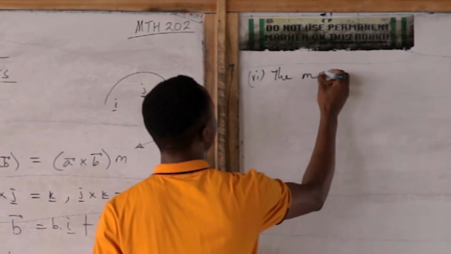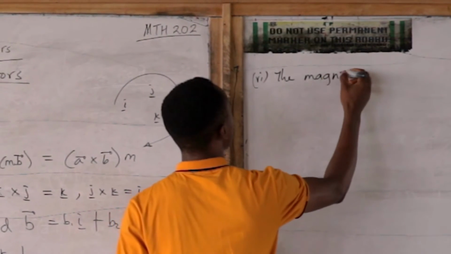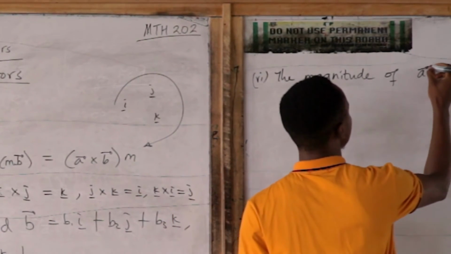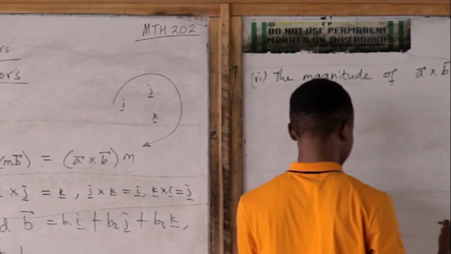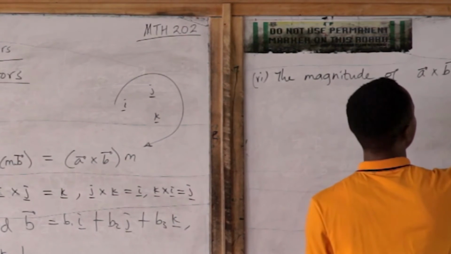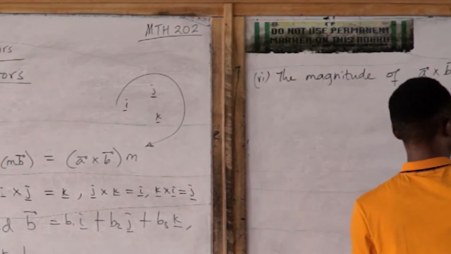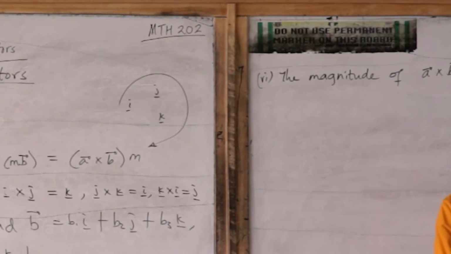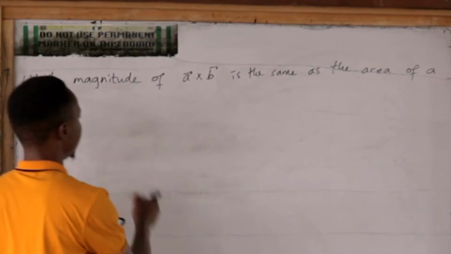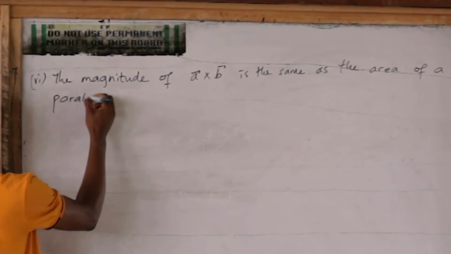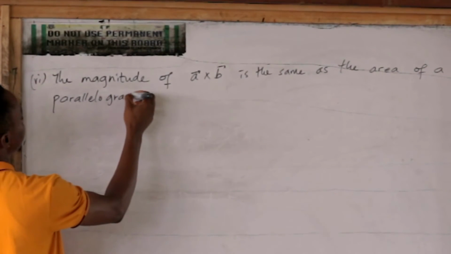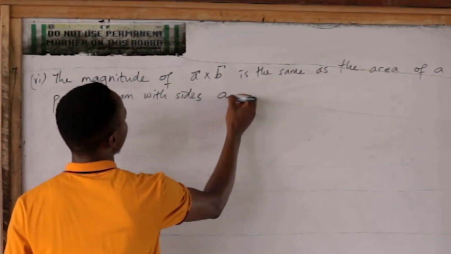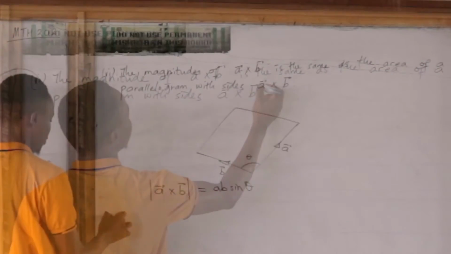The magnitude of A cross B is the same as the area of a parallelogram with sides A and B.